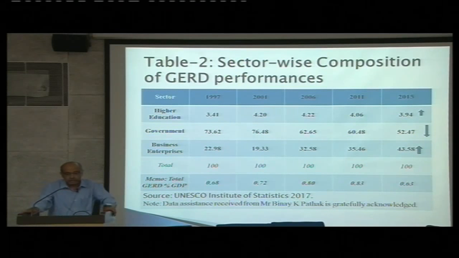This table is meant for India alone, and here we see the sector-wise composition of gross expenditure on R&D: higher education, government, and business enterprises. And the last row shows what was presented in the last table, that is the expenditure on R&D as a percentage of GDP. So in terms of composition, we find that for higher education, it's a marginal increase from 3.4 to almost around 4%. Government share has come down from 74% to 53%. And business enterprises has actually witnessed a rise. I will get back to why business enterprises could be explained. It is almost from 23% to 43%. This is the compositional change in the overall expenditure that you are spending on R&D by these three entities.